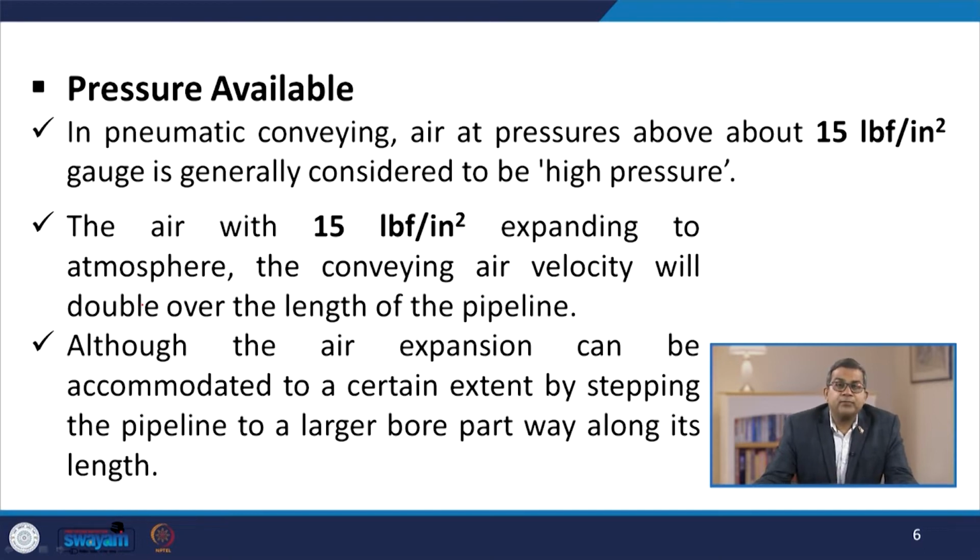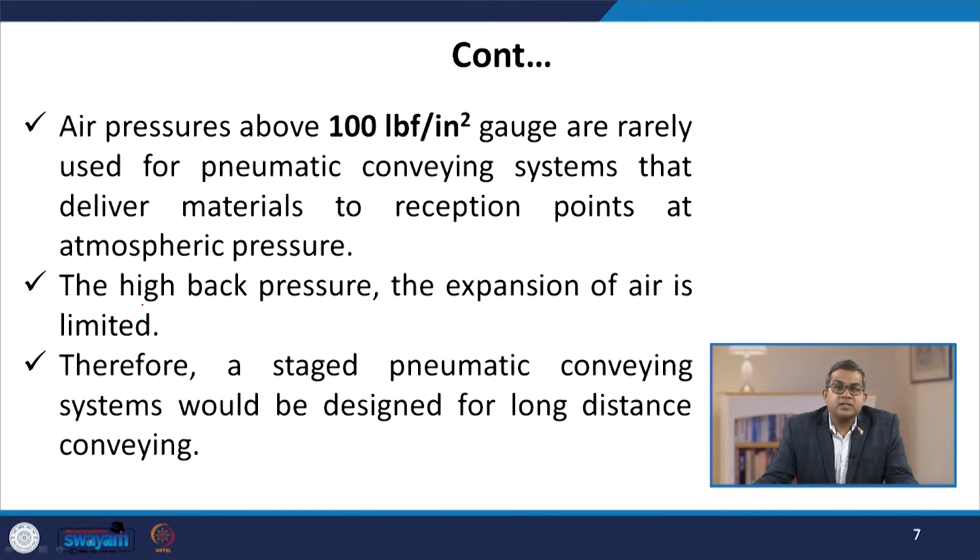Let us talk about the pressure available. In pneumatic conveying, air at a pressure above 15 pounds force per square inch gauge is generally considered to be high pressure. With air at 15 pounds force per square inch expanding to atmosphere, the conveying air velocity will double over the length of the pipeline. Although the air expansion can be accommodated to a certain extent by stepping the pipeline to a larger bore part way along its length.